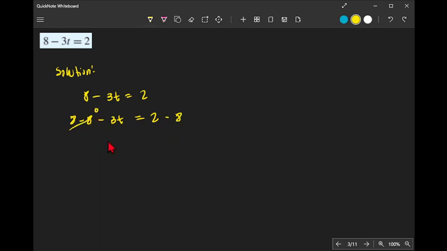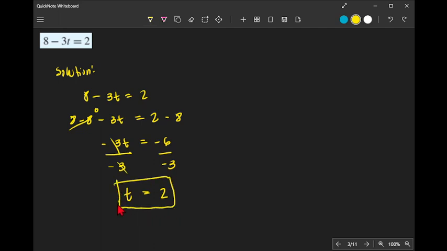So this will be equal to 0. So we have negative 3t is equal to, so 2 minus 8, that will be negative 6. So divide both sides by negative 3. So our t is equal to positive 2, because negative 6 divided by negative 3, the negatives cancel out and it will be positive. Okay, so this will now be our answer.